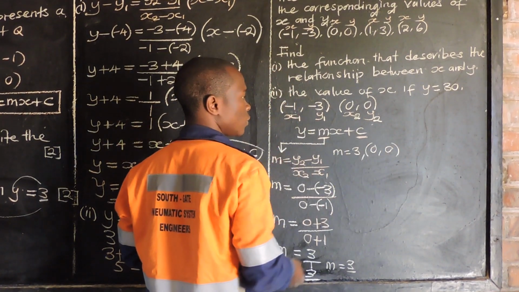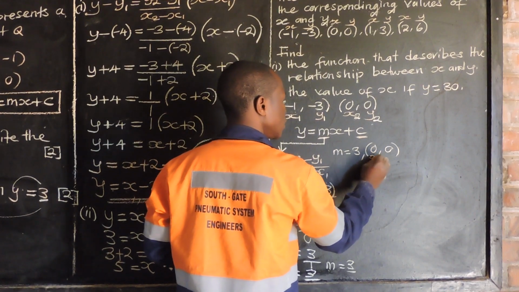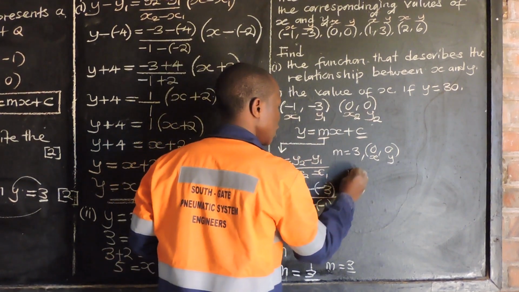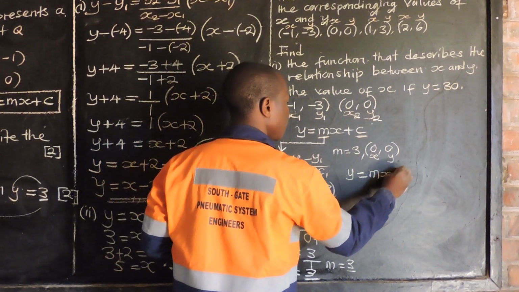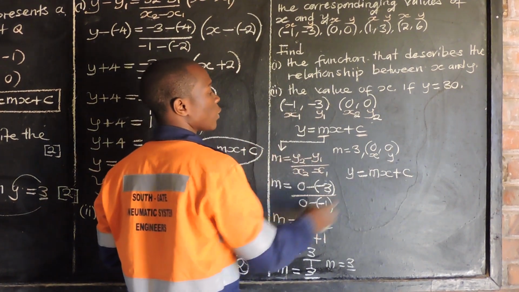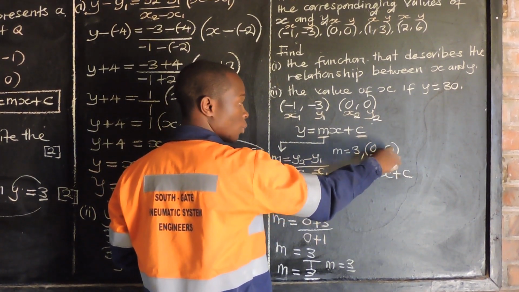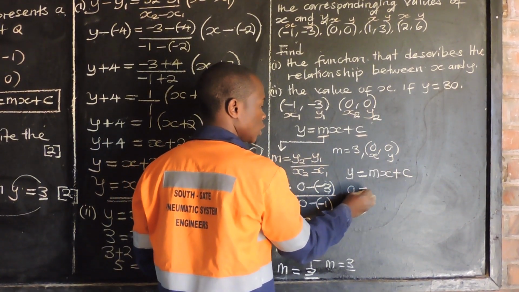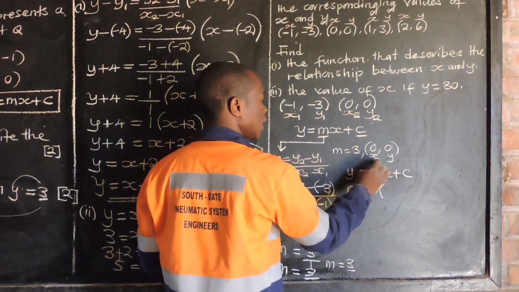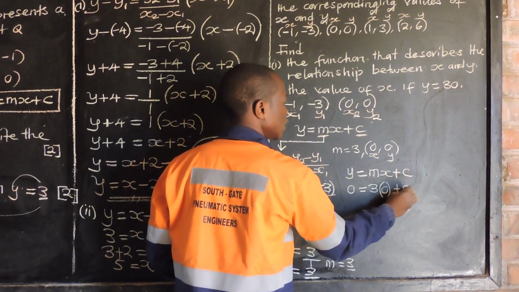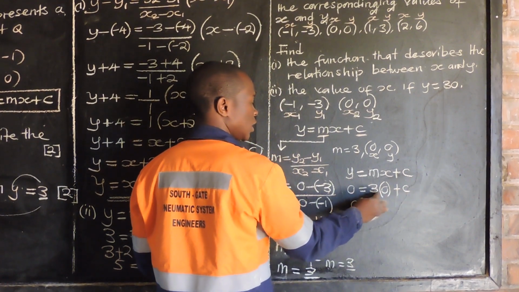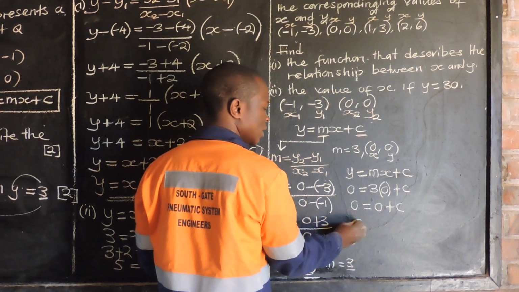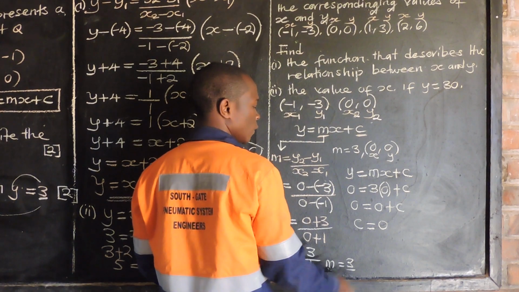If you get 0, 0, x is 0 and y is also 0. Then we use the same equation, which is y is equal to mx plus c. Where there is x, we put 0, where there is y, we put 0, and where there is m, we put 3. So 0 is equal to 3 times 0, plus c. So c is equal to 0.